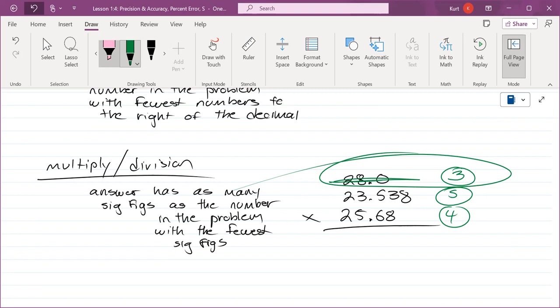Okay, let's do a division problem. We got 1.678 divided by 0.42. How many sig figs is 1.678? How many is 0.42? So how many sig figs should your answer have? 1.678 divided by 0.42.